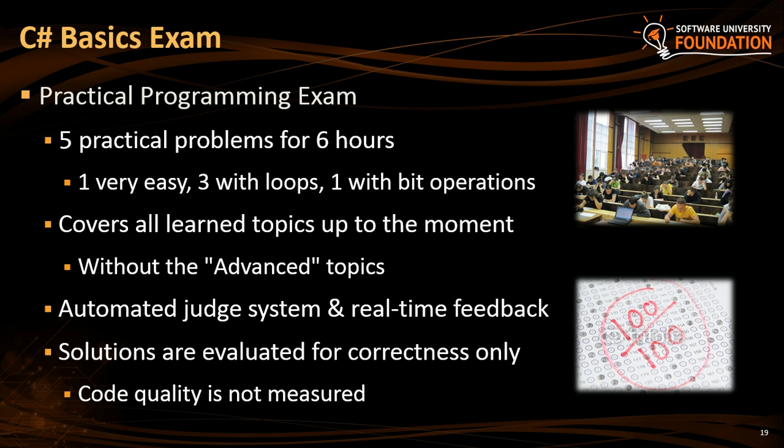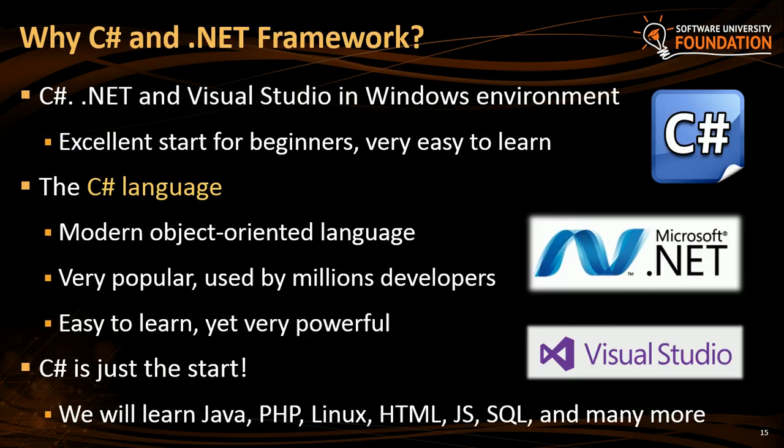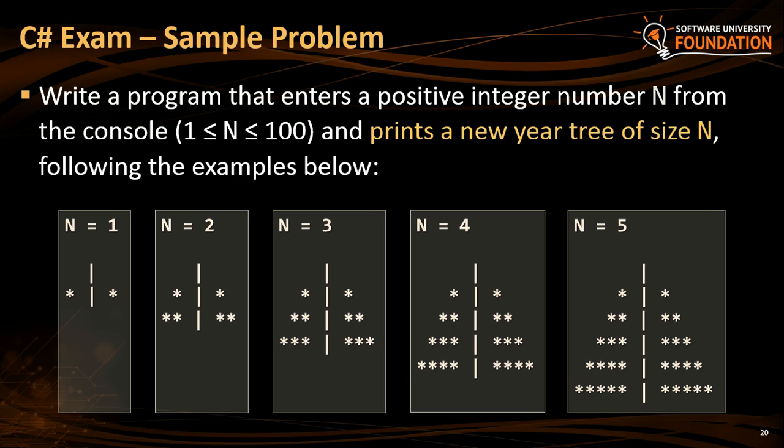So solutions are evaluated only for correctness, because we still have not learned the principles of building high-quality programming code. But later in the other exams, we'll check not only if your results are correct, but also whether you write code correctly. Because you can achieve correct results with ugly code, for example, writing 100 ifs to print this. This should be made through loops, of course.